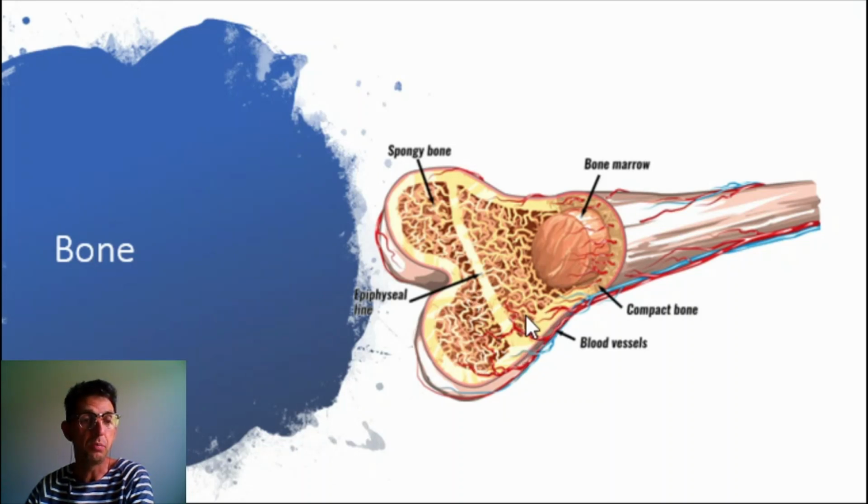Also it contains blood vessels on the inside, because bone is living tissue, so it needs oxygen and food. And furthermore we can see the epiphyseal line, that is where the bones grow in length. And inside we will find bone marrow, a place where your blood cells are being formed.